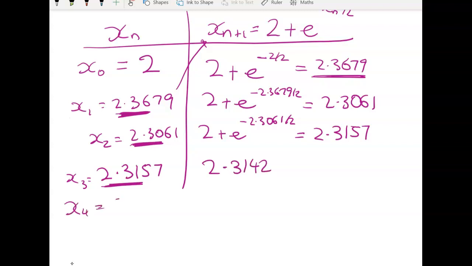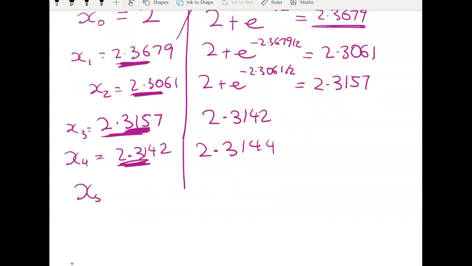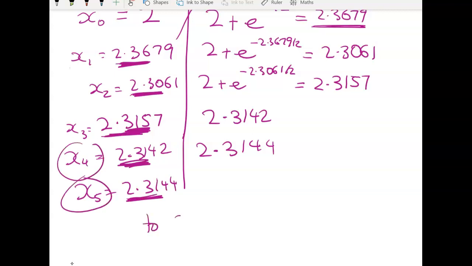So x4 is equal to 2.3142. So I'm still changing a little bit, right? Because here I've got 2.32 and here I've got 2.31. So I need to do another one, 2.3144. And you can see that now we've got x5 not moving when I go to 2dp. So 2.3144 is now matching up to the one above, right? That's showing me that to 2 decimal places, we've found my root, and it's a is equal to 2.31.